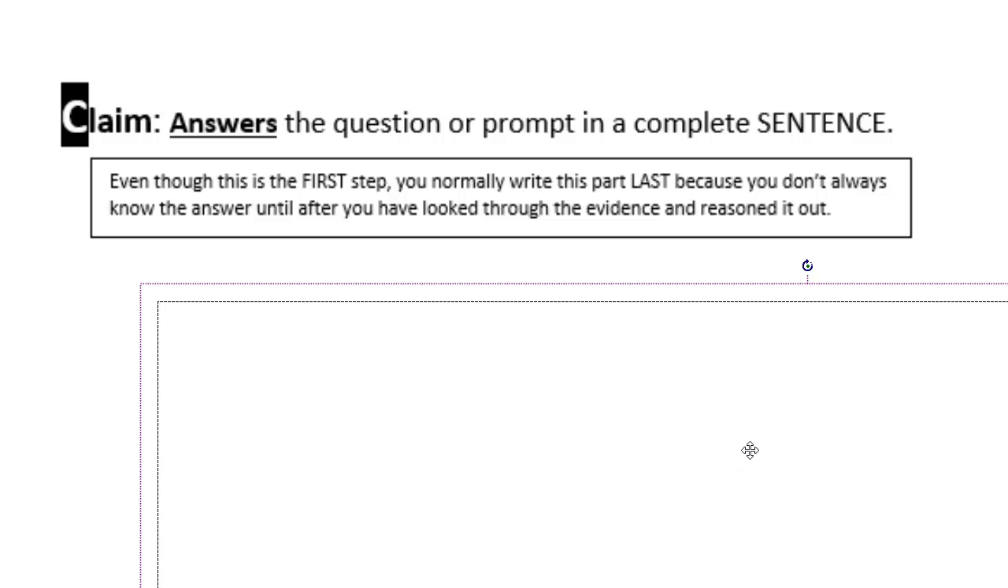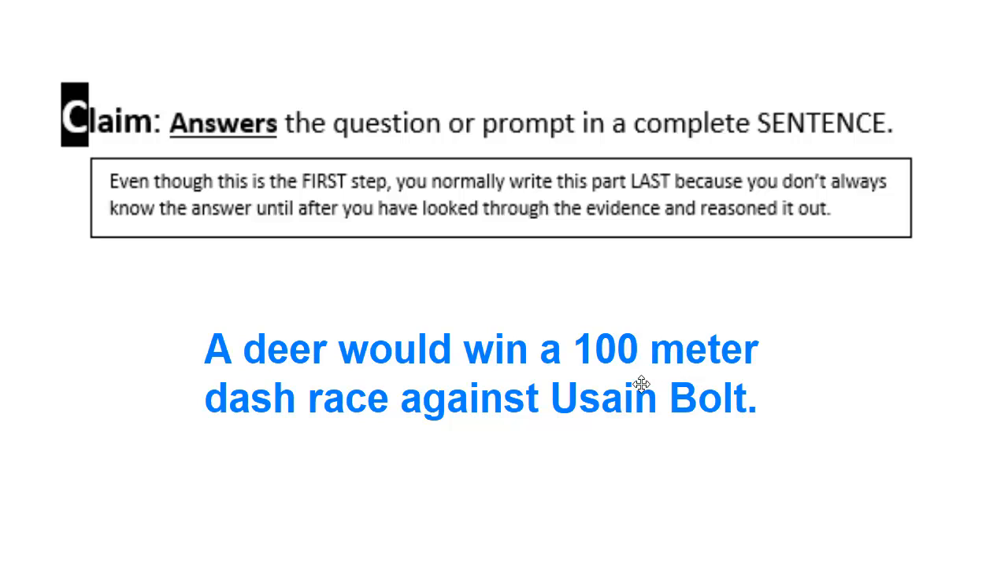So here we go. Here's what I wrote for my claim. A deer would win a 100-meter dash race against Usain Bolt. That's my claim. There you go. Now you're done with that assignment.